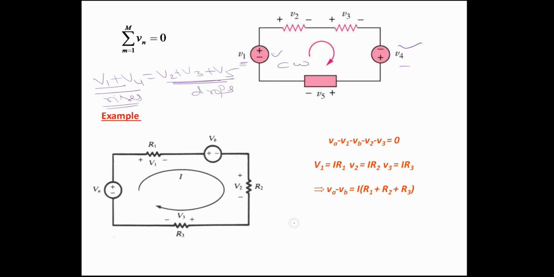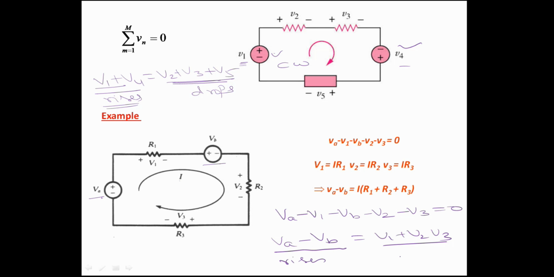Now take this another example also. If you apply it here, this is a voltage rise, and this one, though it is a voltage source, the current we have assumed is flowing plus to minus in this VB, and therefore it comes under voltage drop. Then you can have an equation like this: VA minus V1 minus VB minus V2 minus V3 is equal to 0. Or in other words, VA minus VB is equal to V1 plus V2 plus V3. So these are the algebraic sum of the voltage rises, and these are the algebraic sum of the voltage drops.